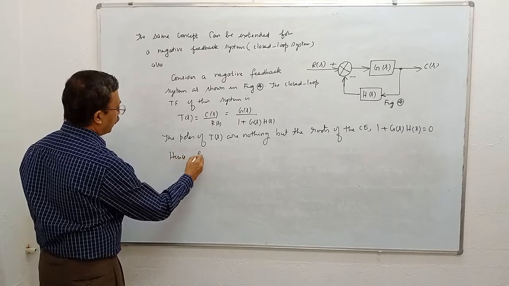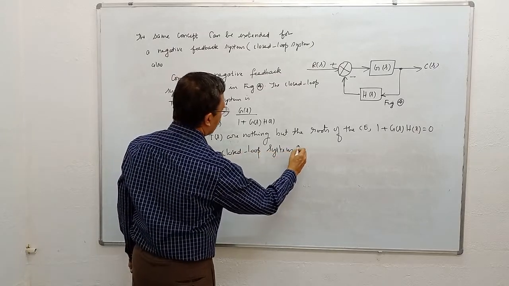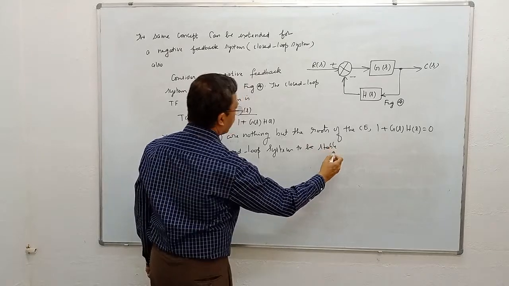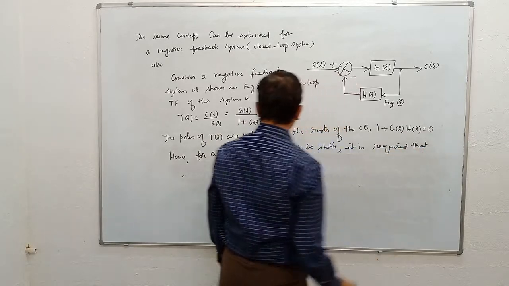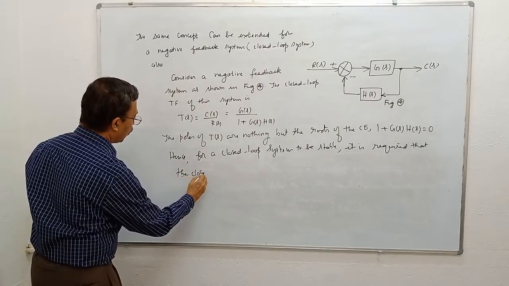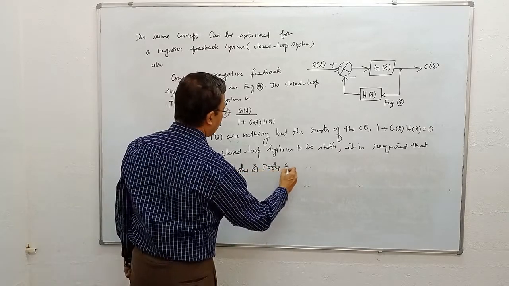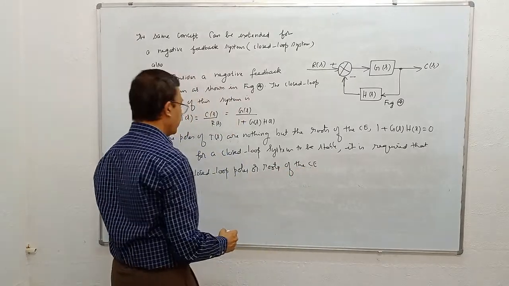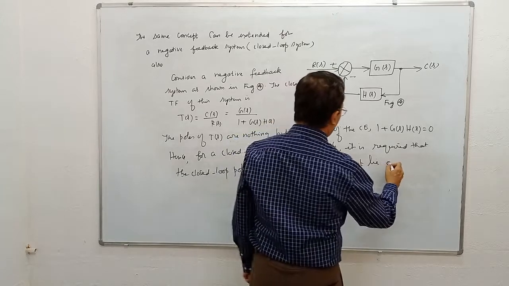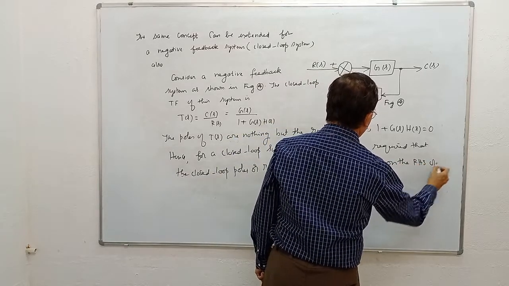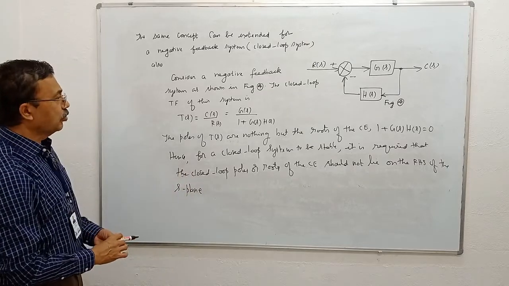Hence, for a closed loop system to be stable, it is required that the closed loop poles, the roots of the characteristic equation, should not lie on the right hand side of the S-plane. This is the criterion for a closed loop system to be stable.